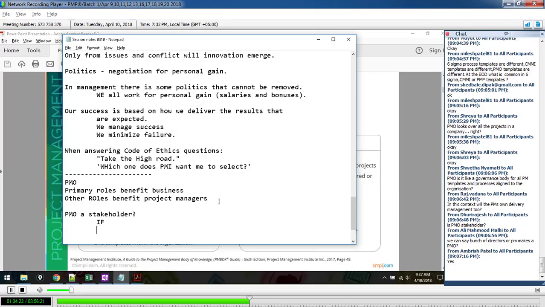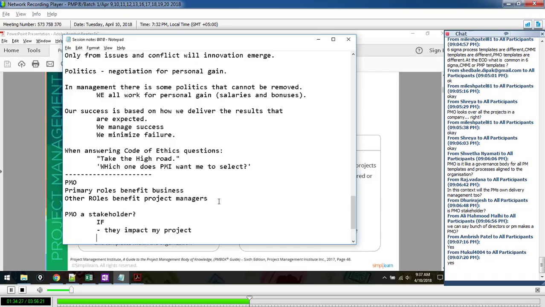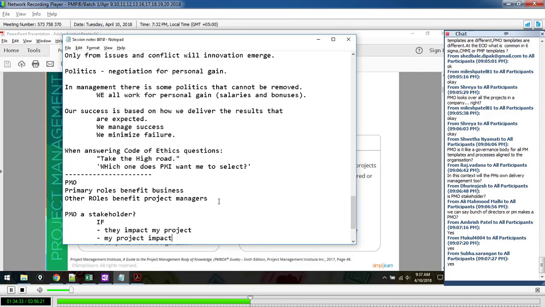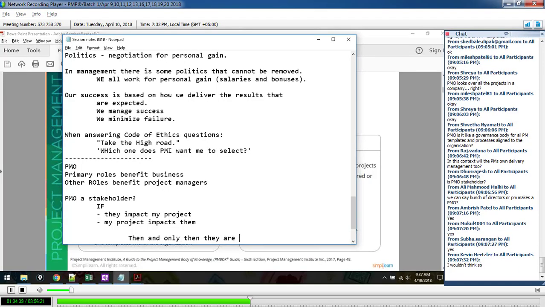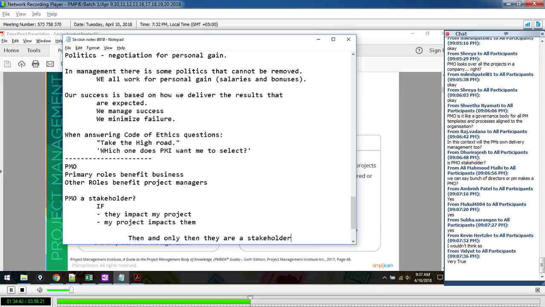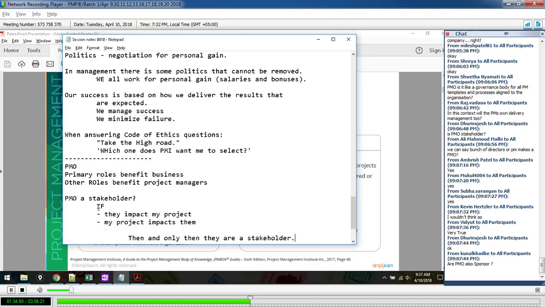If they impact my project or if my project impacts them, then and only then they are a stakeholder. I'm using the definition. Guys, whenever you want a definition, who's the project manager? Who's the sponsor? You go back to the definition.